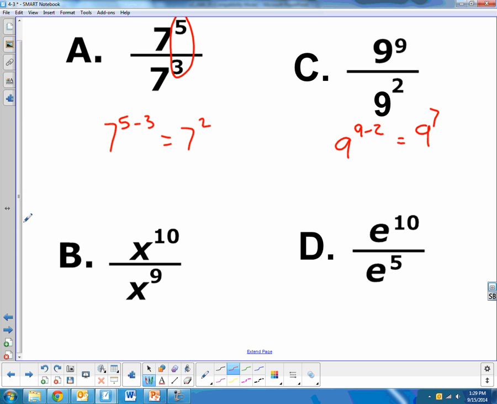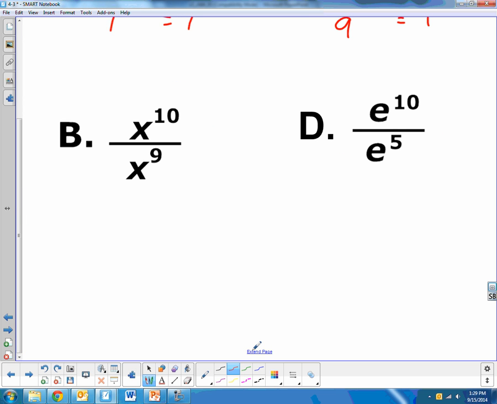For B down here, I've got x to the 10th divided by x to the 9th. 10 minus 9 gives me an exponent of 1, or you could just write x. Both of those would be acceptable. Both of those are correct. The exponent of 1 is always there. We just don't always write it. But if you want to write that 1 there to remind yourself of what happened, do it. Both of those are correct.